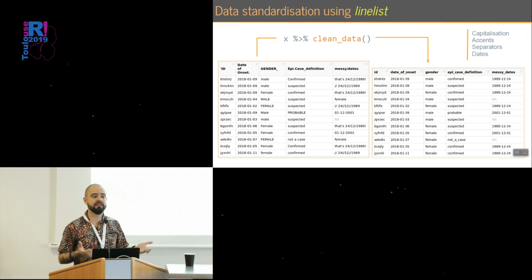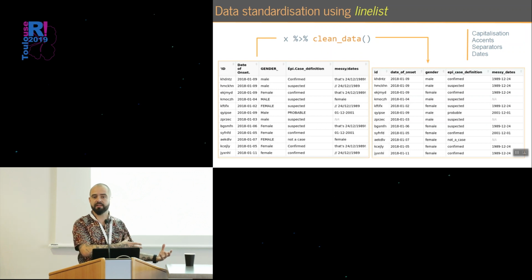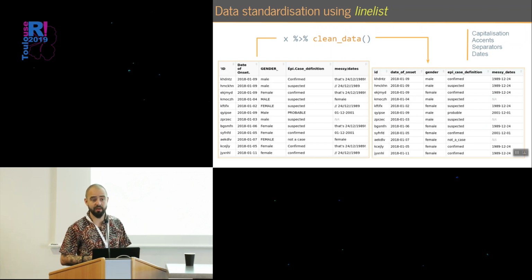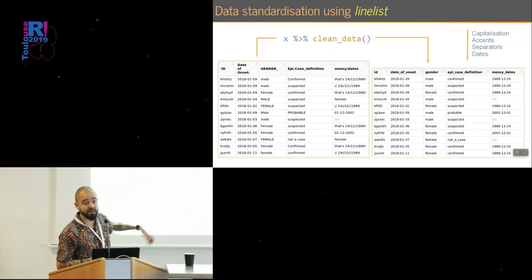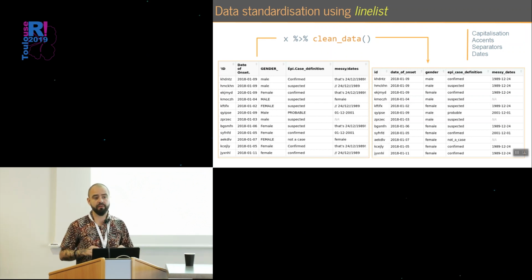And granted, in an ideal world, you've got a well-curated database, and none of this is happening, but actually the data typically looks like this, and I've seen a lot worse. So the idea was to have in the package linelist, which, a line list is typically an Excel spreadsheet with cases of a given disease. That's what we call a line list in epidemiology. And so linelist's clean data function will basically do that basic round of cleaning for you.